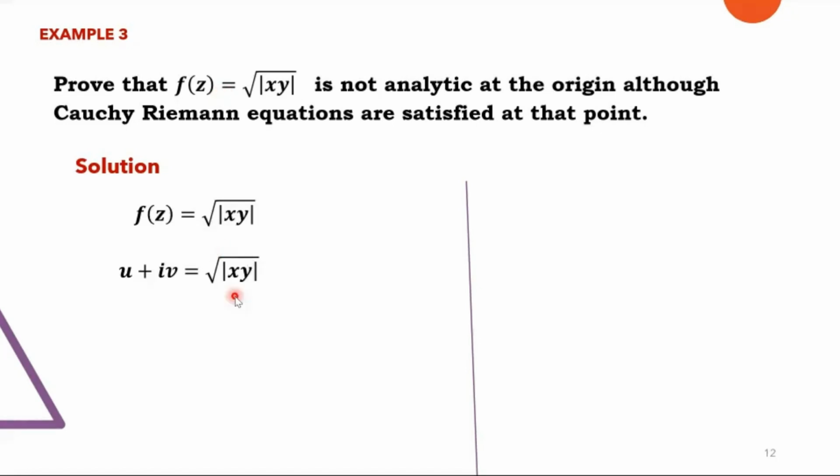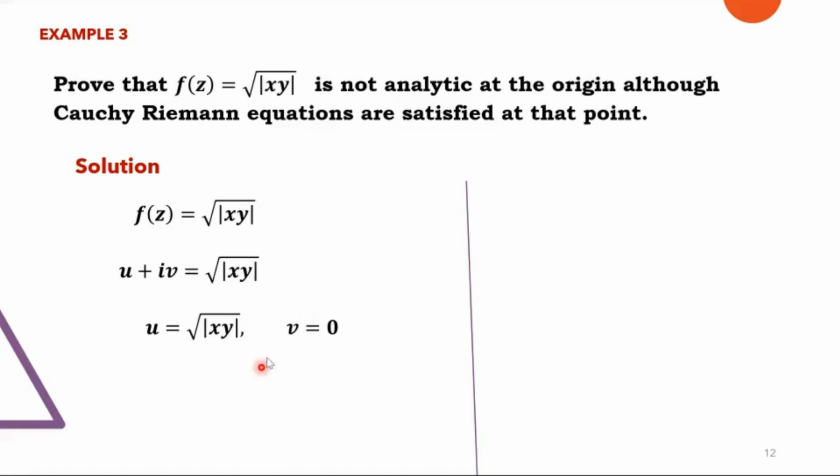So what is v in this case? There is no imaginary part of this, there is only real part given in the function, है ना. If f of z को u plus iv पुट किया तो यहाँ पे कुछ imaginary part है ही नहीं. मतलब क्या है, खाली u is equal to this and v equal to 0. Okay, u equal to root of mod of xy and v is equal to 0. So I can write u is equal to root of mod xy and v equal to 0.